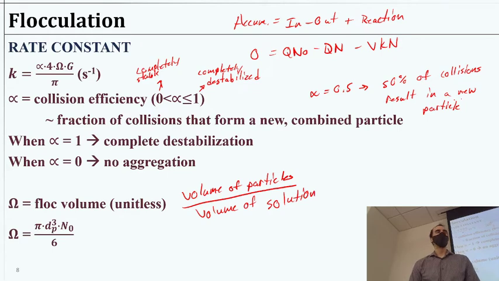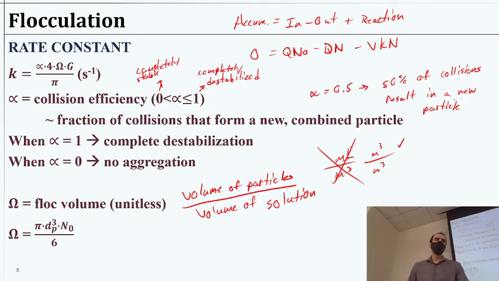Now, I say it's unitless. We need it to be unitless for the math to make sense here with a k of per time. So in order to achieve that per time, we need that flock volume to be unitless. That means we cannot do something like milliliters per cubic meter. That would not be okay. Typically we'll solve in cubic meters per cubic meters. That way we get no units.